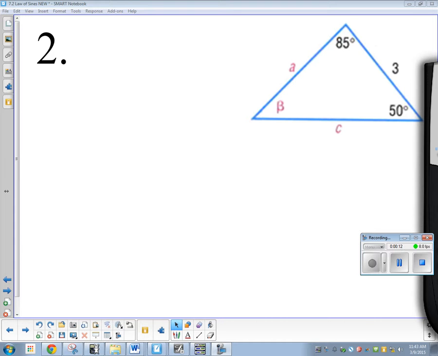In order to do law of sines, what do I need? I need something across from each other. I need to know an angle and a side across from each other. Do I know that here? No. Gabe, you have a question?